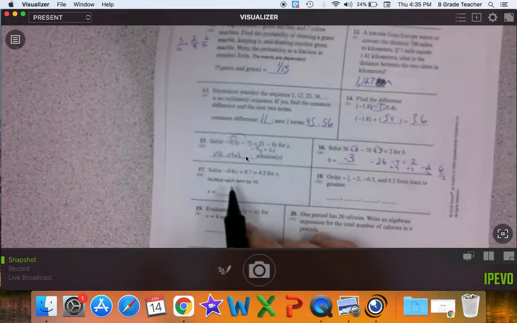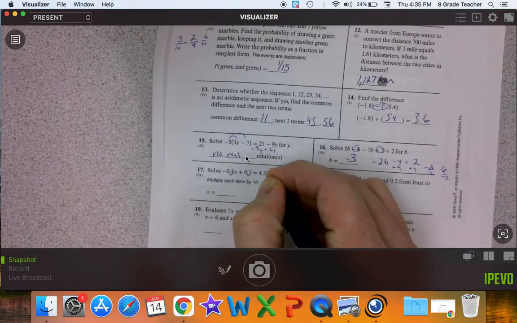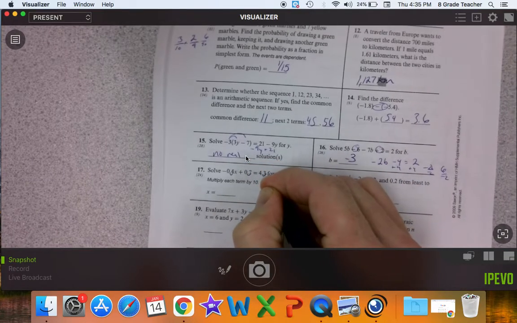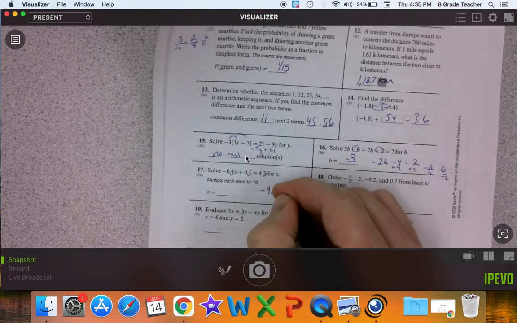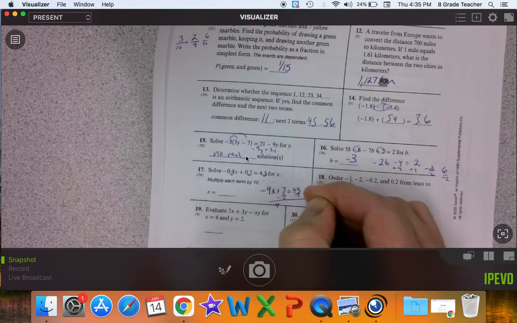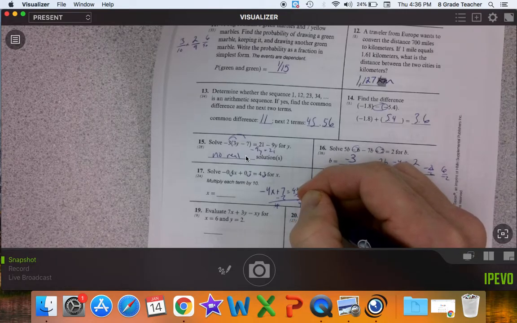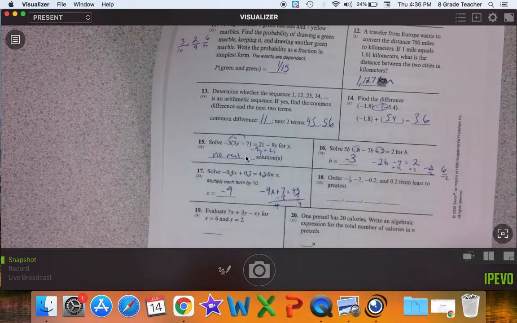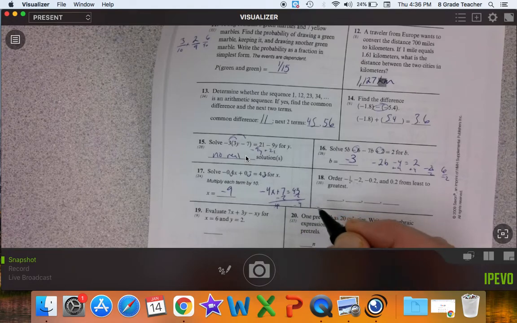To solve for b, get b by itself. 17. Negative 0.4x plus 0.7 equals 4.3. Solve for x. You're going to multiply each term by 10 to get rid of those decimals. In my new problem, it looks like this. Negative 4x plus 7 equals 43. Two-step equation. Minus 7, divide by 4. 43 minus 7 is going to give me 36 divided by 4. For number 17, it's going to be a total of x equals 9. And that's a negative 9 because the value here was divided by negative 4.